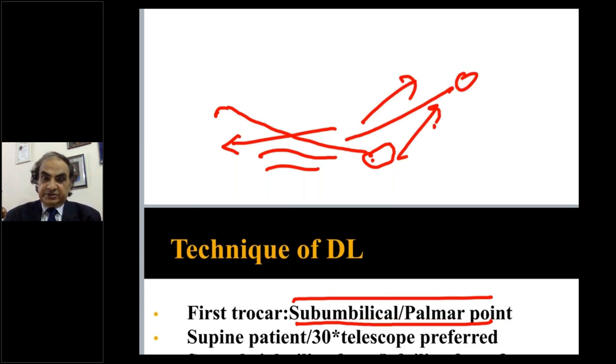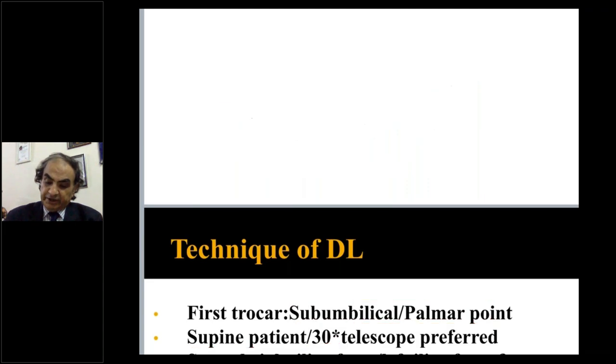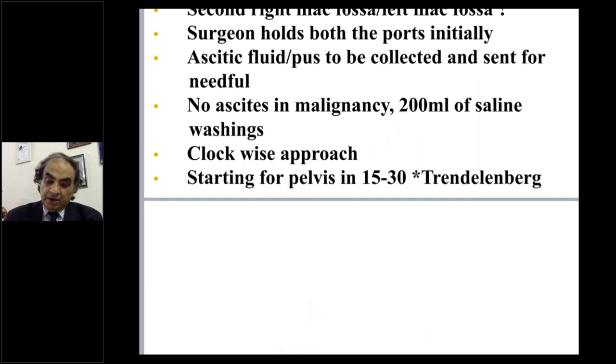And they are both 30 degrees. In one picture, I explained both. 30 degree telescope is preferred. Patient is supine. If you have 30 degree telescope, that is better. But the question is to get used to using it. The second port is in the right iliac fossa or left iliac fossa, as I have just described already.